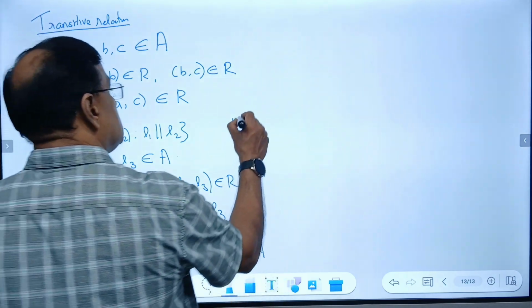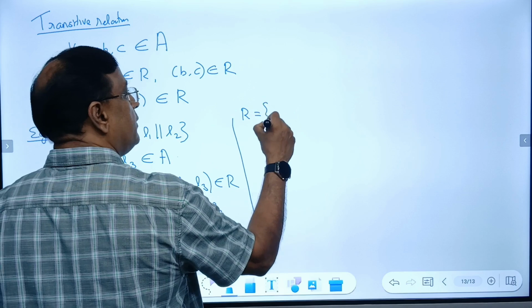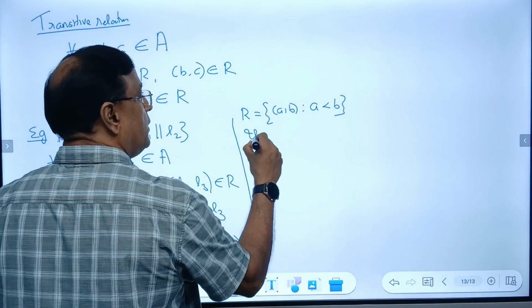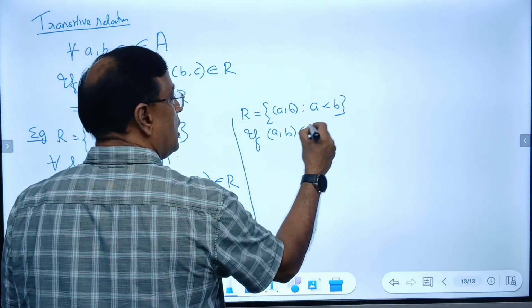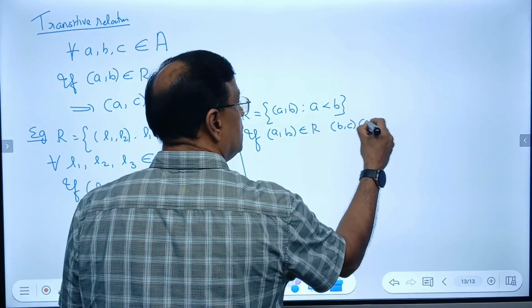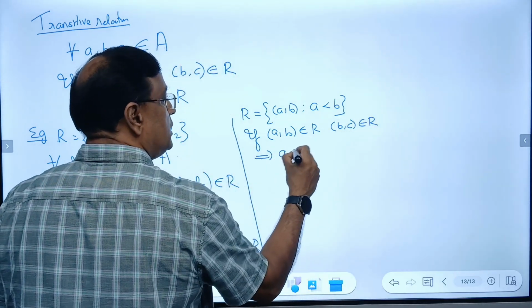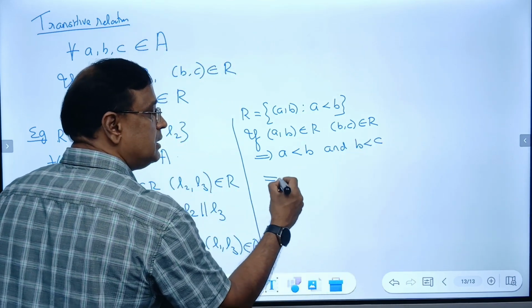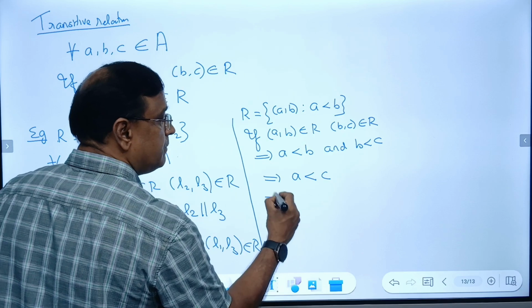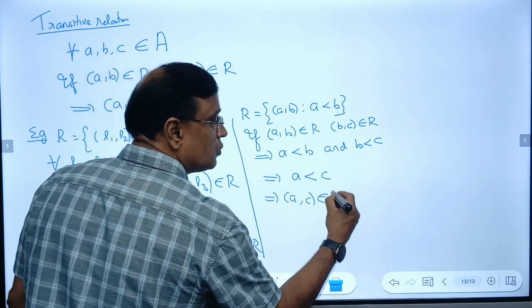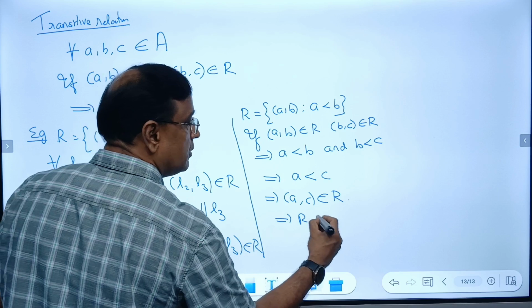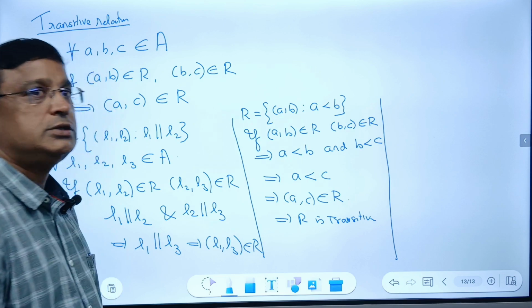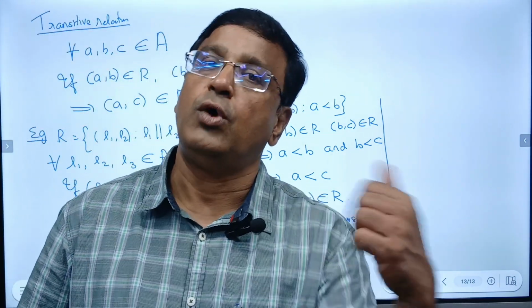Okay. Now let's look at another example. Set of all natural numbers, and I define the relation as (A, B) such that A is less than B. If (A, B) belongs to R and (B, C) also belongs to R, this implies what? A is less than B and B is less than C. So clearly you can see A is definitely less than C. This implies (A, C) definitely belongs to R. This implies R is transitive.